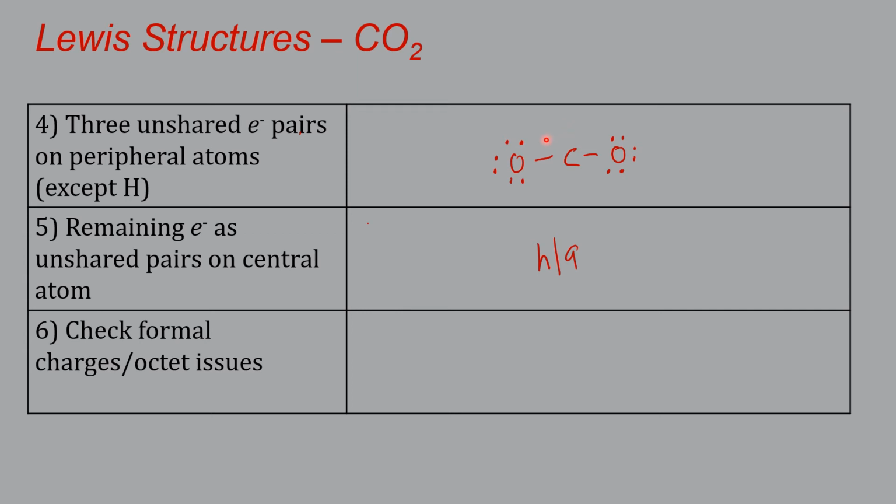But there's a problem with this carbon. From an octet standpoint, it's only got 4 electrons and not the 8 that it wants. So this is short its octet. So that's a problem. And the other thing to look at, I'm going to draw this again.